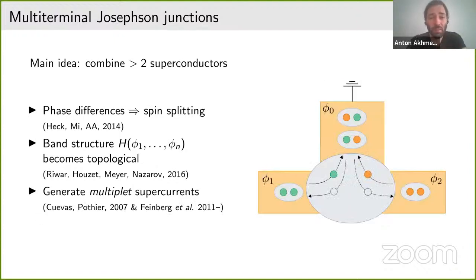And then finally, another unusual phenomenon that occurs if we allow electrons to travel across multiple junctions is that we can now generate so-called multiplet supercurrents. These are processes where one electron from a lead goes to another lead, Andreev reflects, so a hole travels to a third lead, Andreev reflects again, and after completing this loop, two Cooper pairs from different terminals enter a third one. A special feature of this process is that it can have finite voltage.